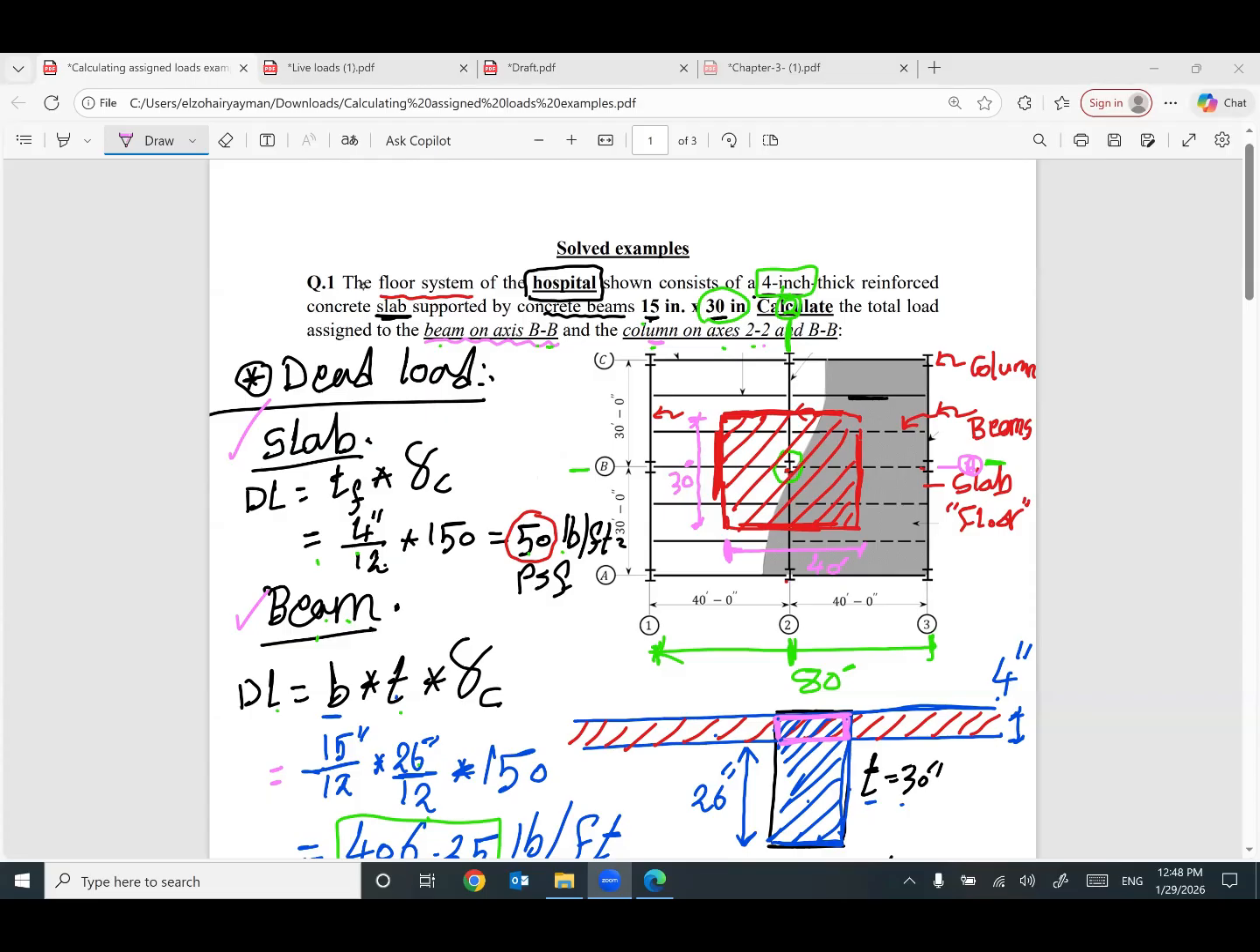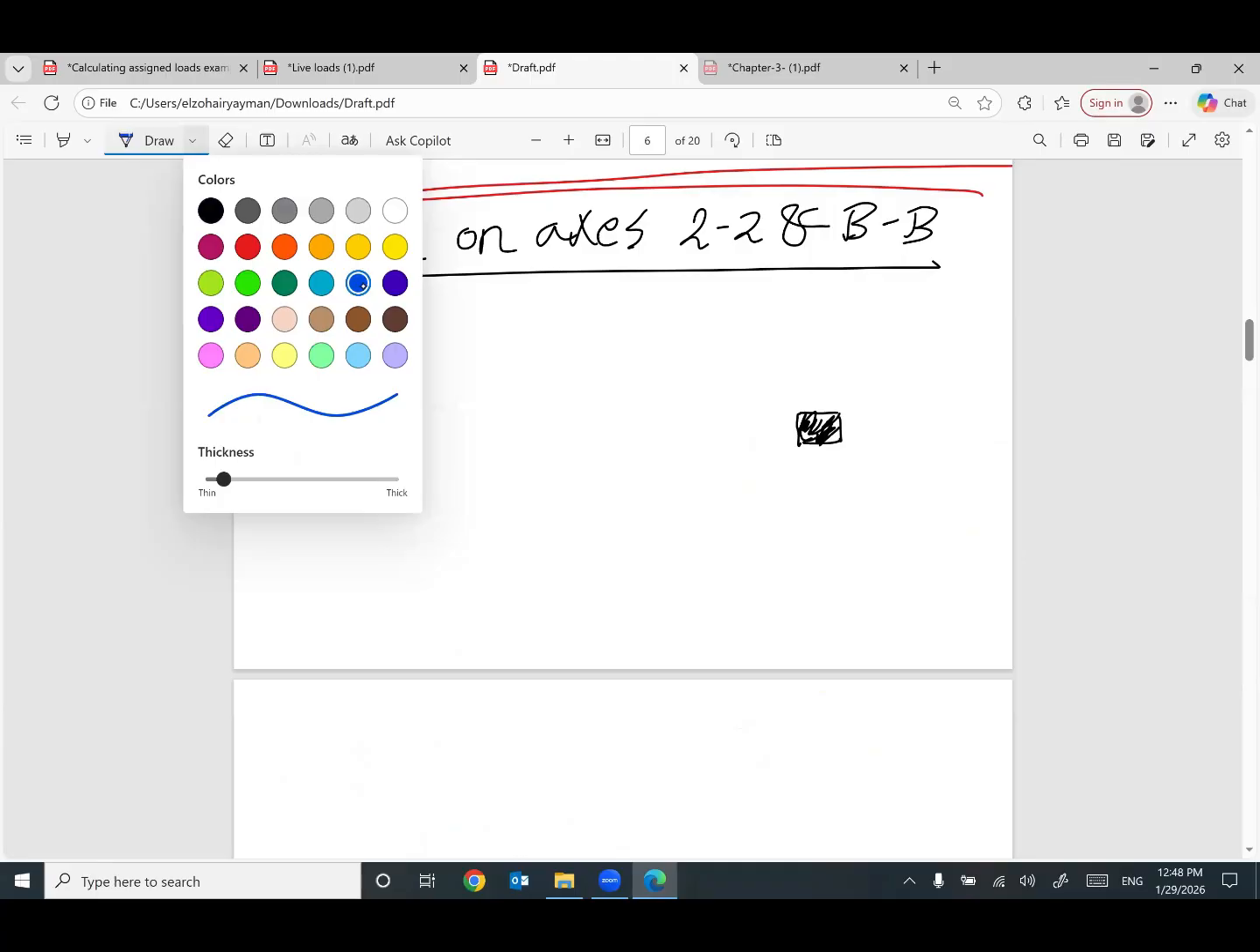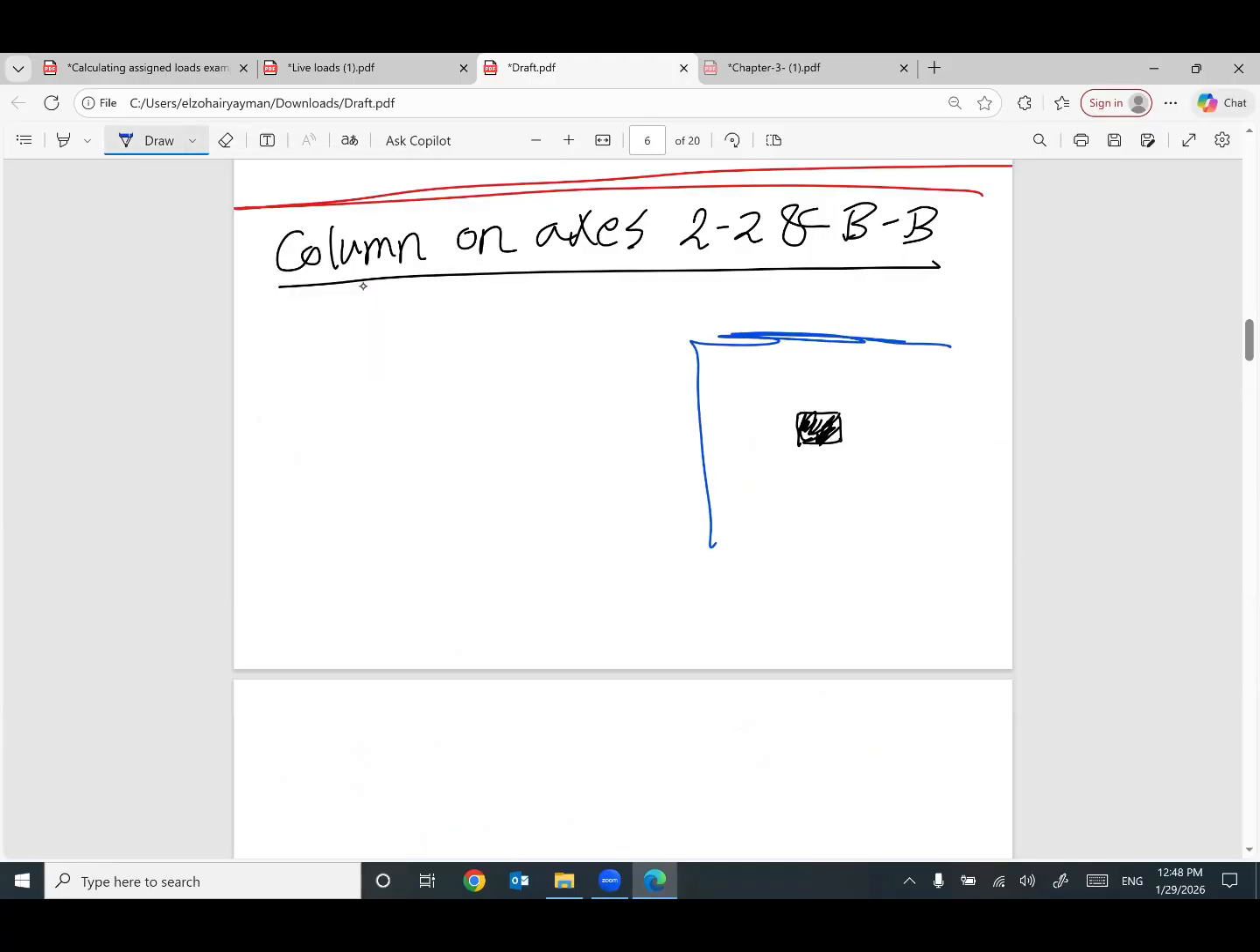Why 40? Because we have 20 from this side and 20 from the other side, so the total will be 40. Why 30? Because we have 15 from this side and 15 from this side, so the total will be 30. So I can say this column will have this area assigned to it. This is 40 feet by 30 feet.